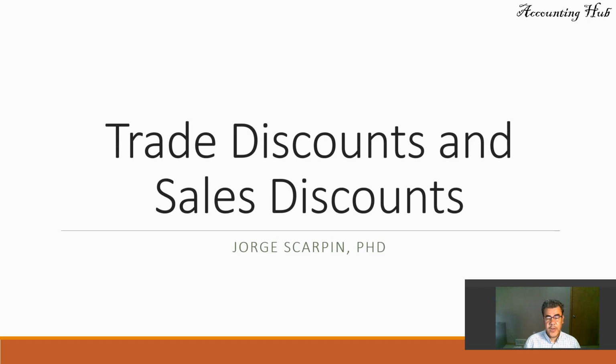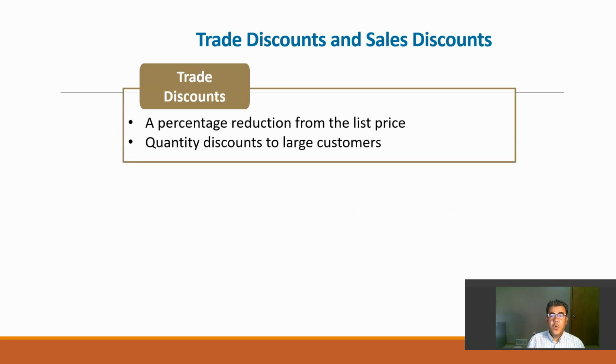I'm Professor George Scarpin, PhD in Accounting, and our topic today is about trade discount and sales discount. What is the difference between trade discount and sales discount? Trade discount is a percentage reduction from the list price. Quantity discounts to large customers.